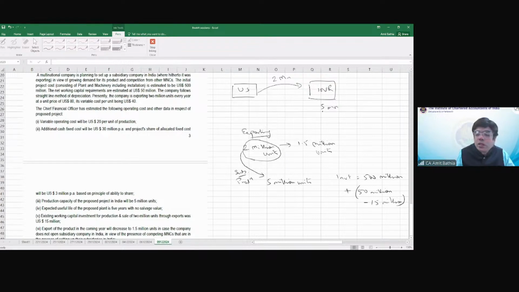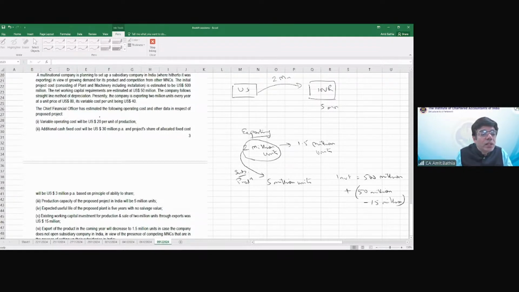So what is my incremental business cash flow which is required over here? 500 million plus 15 minus 15, because this 15 million will be released. So I will have to essentially put in additional how much? 35. Clear? Getting it? All right. And then we will need to calculate the cash flow after tax.